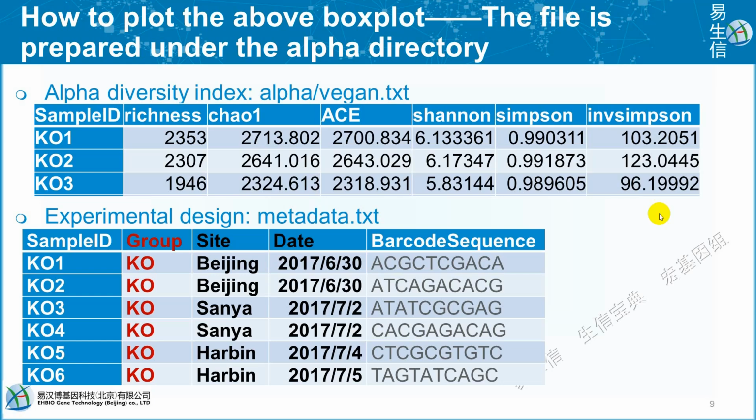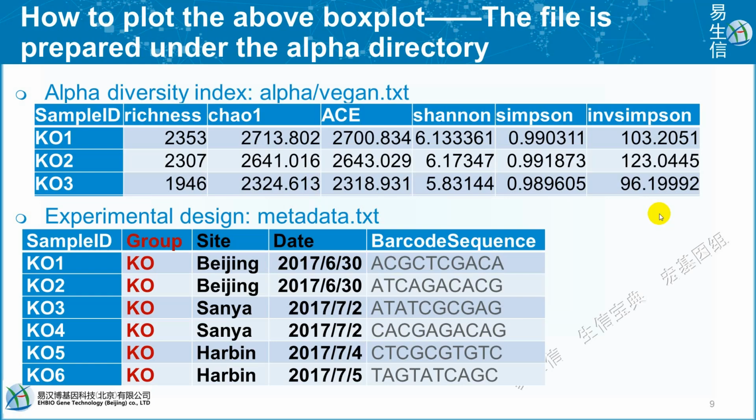In this session, we're going to explain how to plot box plots, such as the alpha diversity plot, beta diversity plot, and species composition. In the previous video, we already generated some files under the directory of alpha and beta.